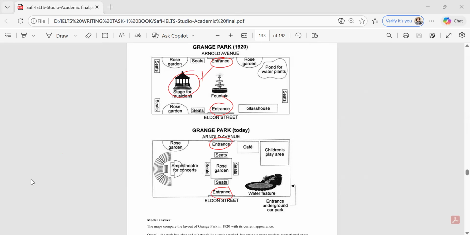एम आई राइट? अब पहले वाले में हमारे पास फाउंटेन है, लेकिन इसमें हमारे फाउंटेन को कन्वर्ट किया हुआ है किस चीज में? रोज गार्डन. Rose garden. ठीक है. अब यहां पे देखिए कि हमारे पास पहले क्या था? रोज गार्डन यहां पे शॉर्ट था, एंड देन पॉन्ड फॉर वाटर प्लांट्स. Water plant. अब वो कैफे एंड चिल्ड्रंस प्ले एरिया में कन्वर्ट हुआ. और ग्लास हाउस को कन्वर्ट किया किस चीज में? वाटर फीचर में. Water feature.